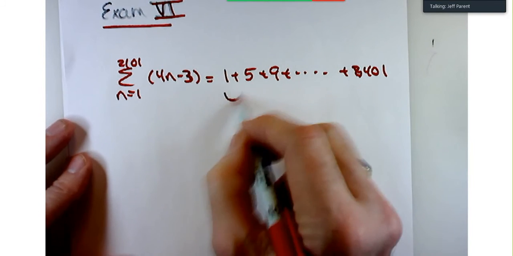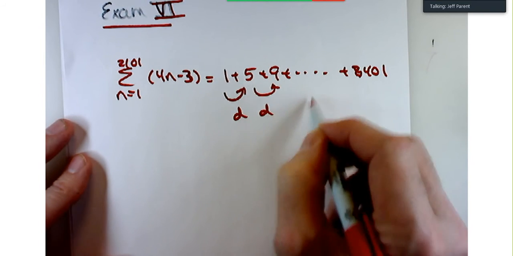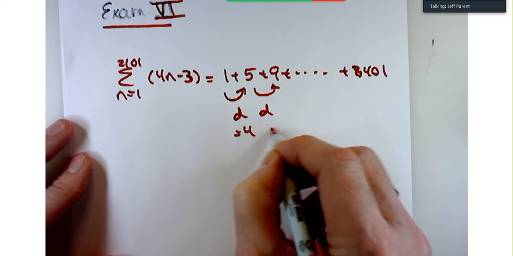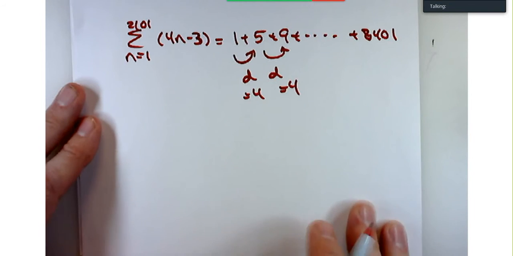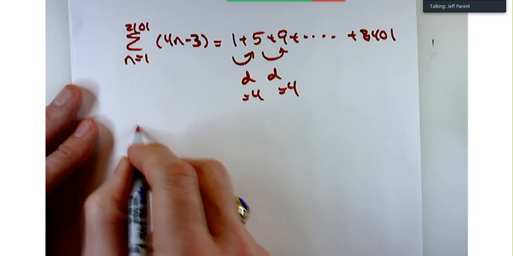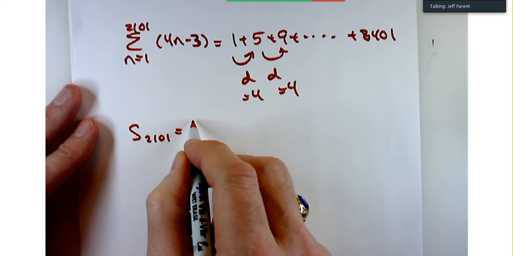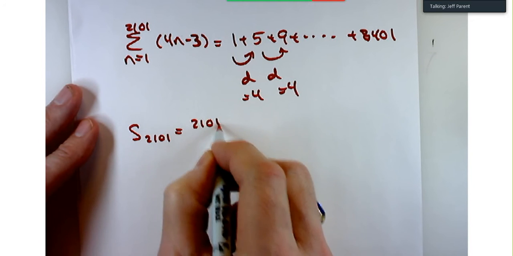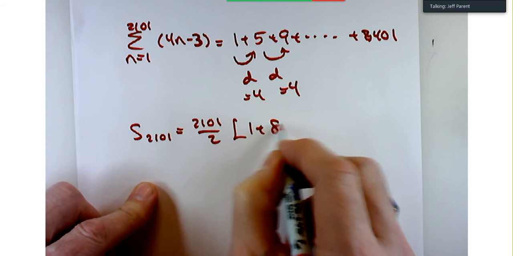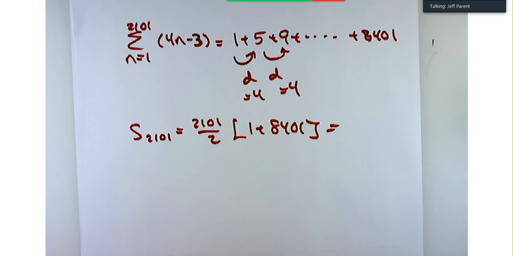What you should notice about this, and what you should be able to tell, is that that's an arithmetic sequence. d equals 4. So if I asked it this way, I said, all right, well, what's the sum of that series? You'd just have to find S of 2,101. That's going to be 2,101 over 2 times the first term plus the last term, 8,401. And then, of course, you can do the work from there.